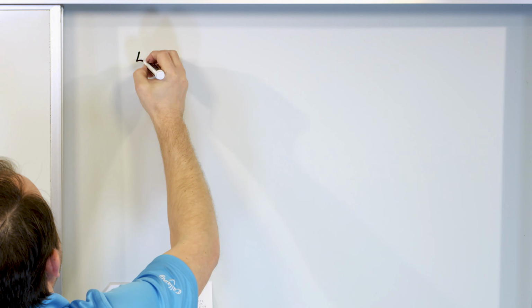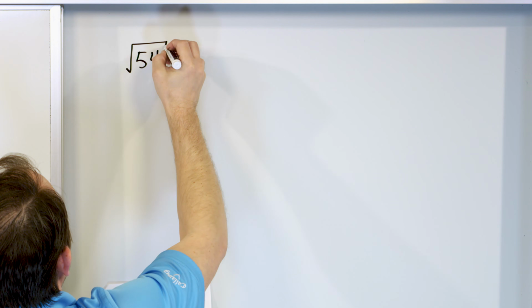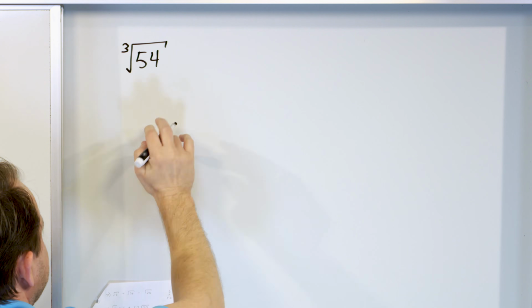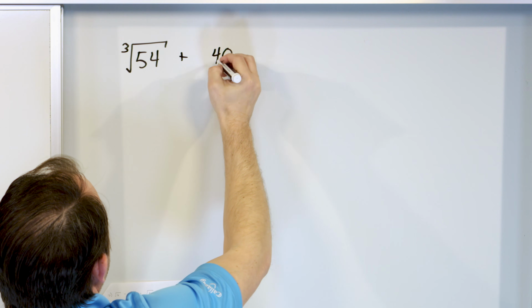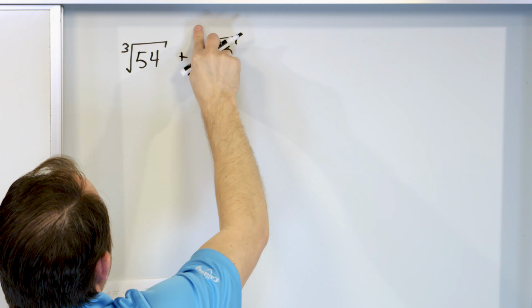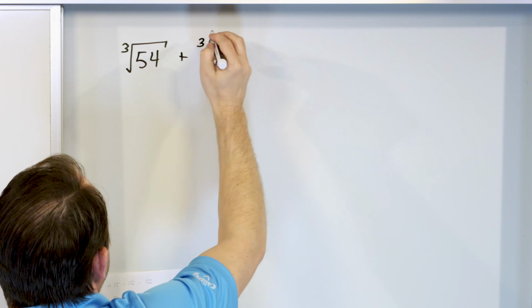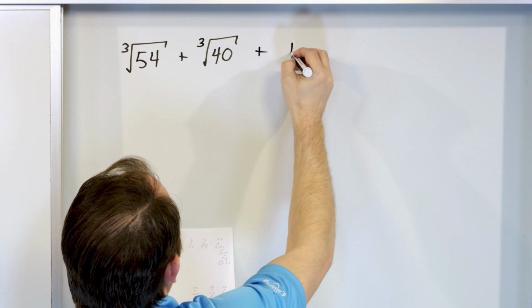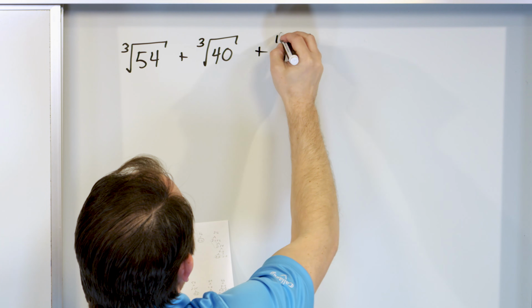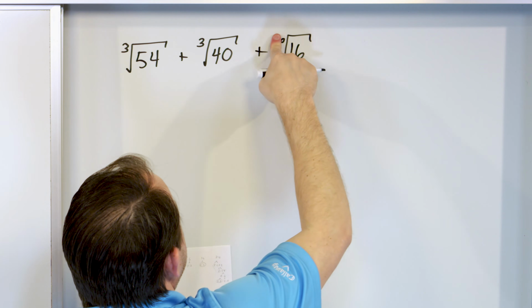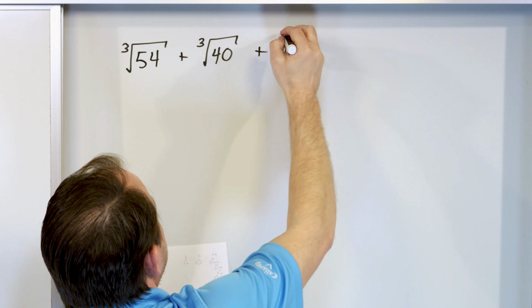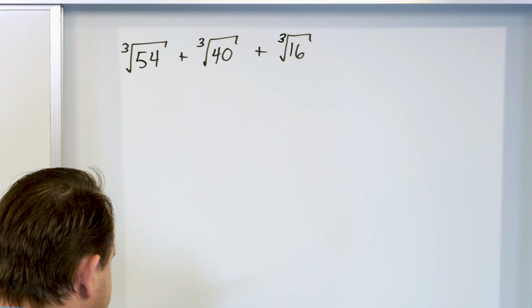So the next problem is, what if I have 54, but I'll take the cube root of it, so I write a 3 right there, and I'll add to that the cube root of 40. Whoops, I have to put a 3 here to indicate that it's a cube root. And then I'll add to that the cube root of 16. Oops, not the cube root of 16. No, that would be the 16th root. So I'm going to put the cube up there, cube root of 16, like this.